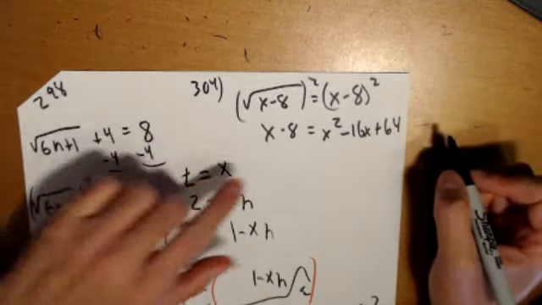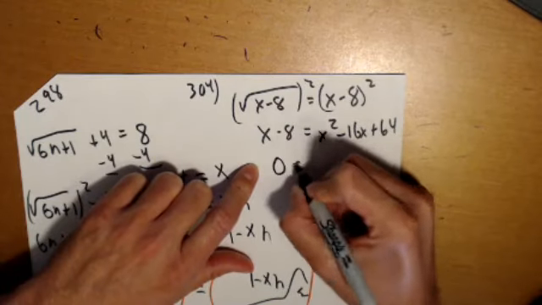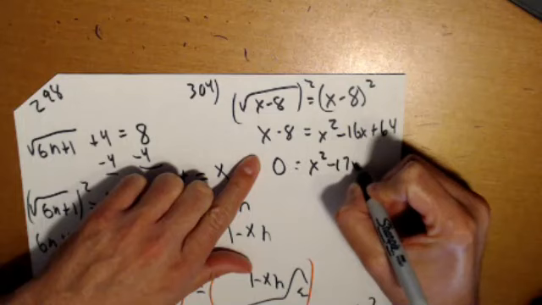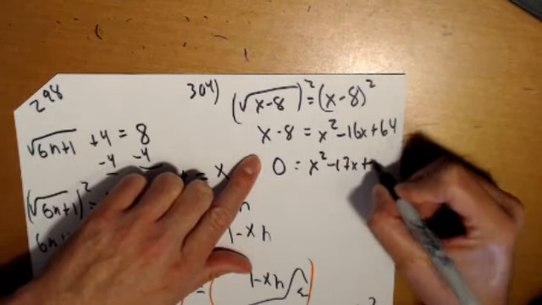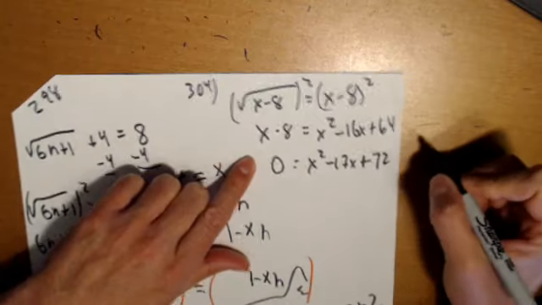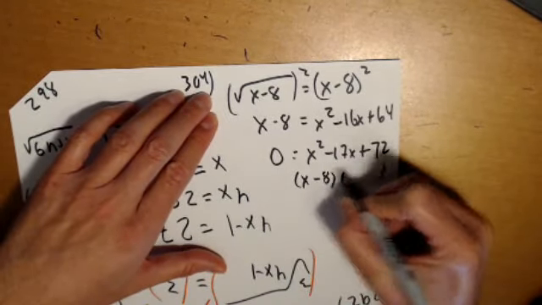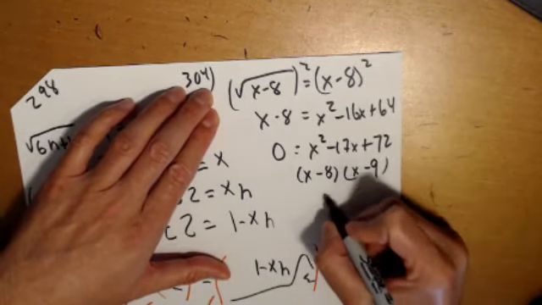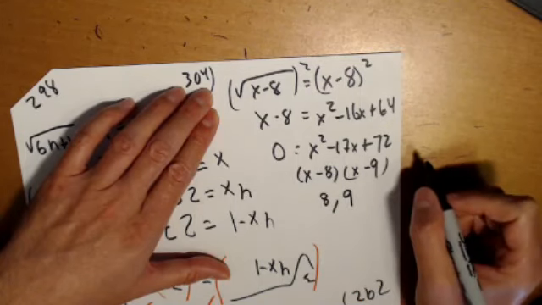Now we need to set it equal to 0. So I'll make this side 0. x squared, minus x, minus 17x, and then if I add 8, plus 72. How does that factor? x minus 8, x minus 9. So I get answers of 8 and 9.